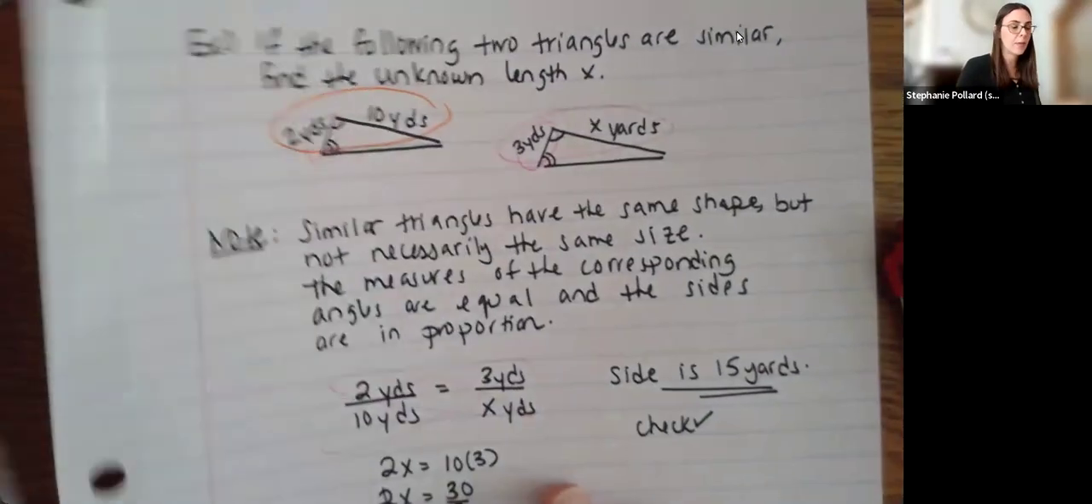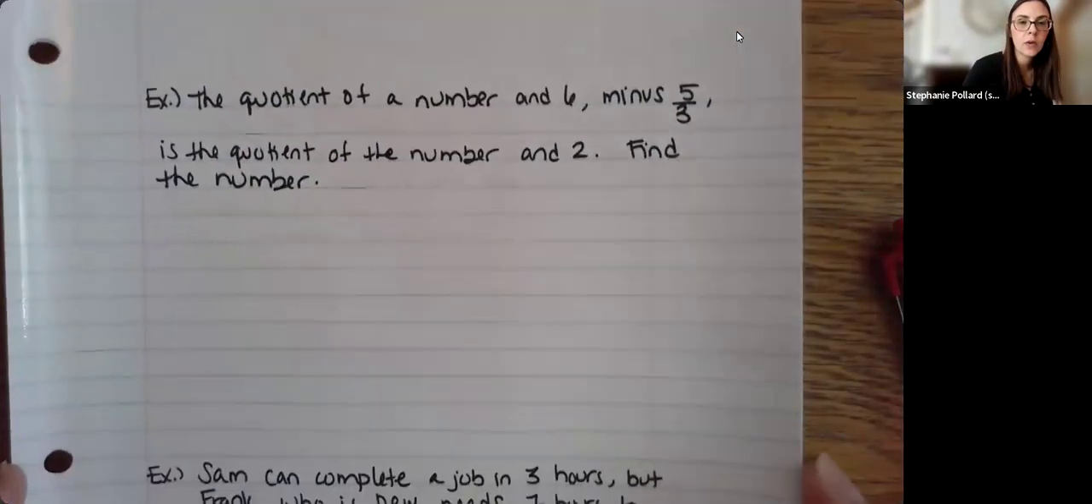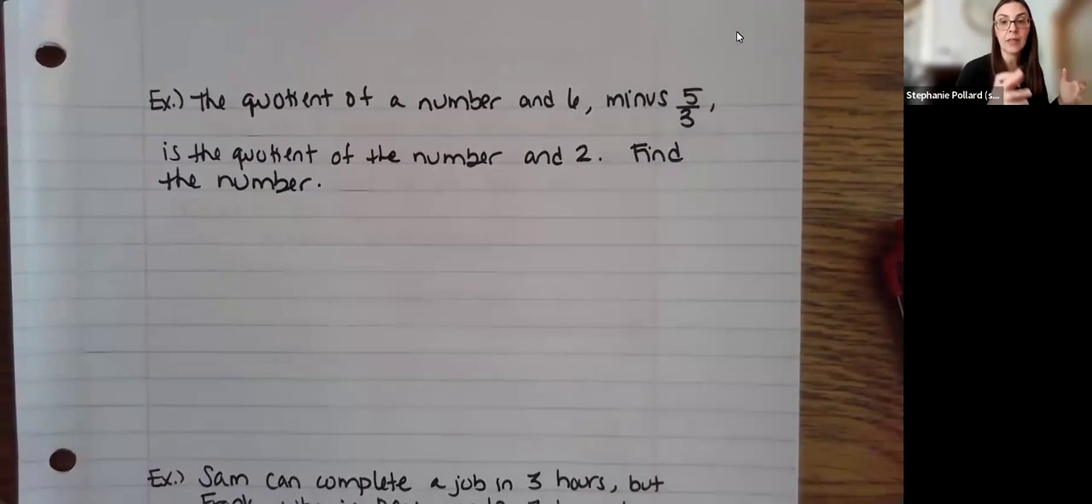All right, I want to do one more example in this video, and then I do have a couple more, I'll say, for the next video. But let's do one more here. This one is a word problem where we're finding the number, and this one is actually a little bit different.